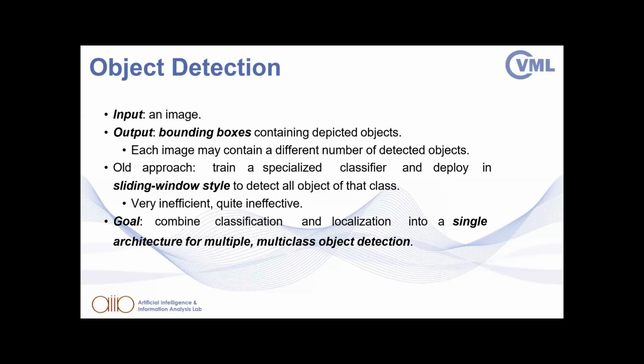So in object detection, the input is an image, and the output consists of bounding boxes around detected objects. Each image may contain many objects, and the goal is to identify what and where these objects are. Modern object detection combines classification and localization into a single architecture, and this allows for multi-class object detection, which improves both efficiency and accuracy.